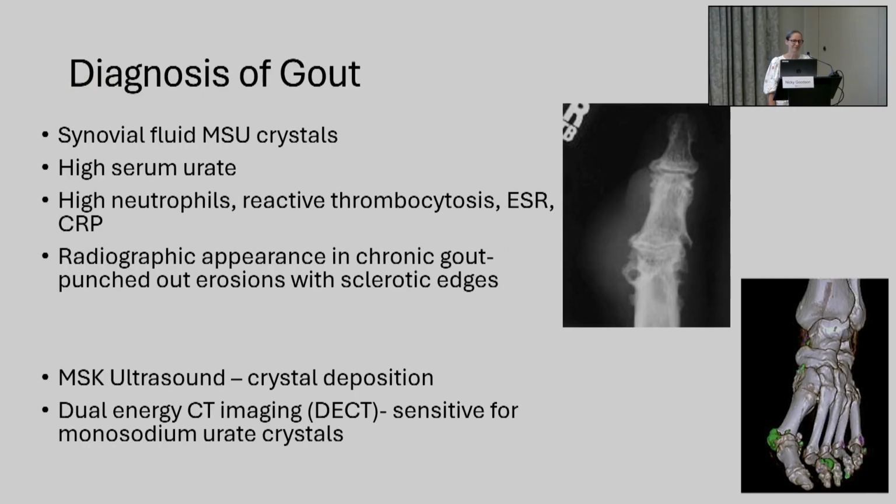So the diagnosis of gout is made on clinical grounds, but also radiographic appearances in chronic gout. You get these punched out erosions with sclerotic edges. Musculoskeletal ultrasound is really good for diagnosing gout. You get crystal deposition across the cartilage. You get this double contour sign. And then this is an image with the green gout crystals showing up, which is really sensitive for monosodium urate crystals. So this is dual energy CT imaging, DECT.